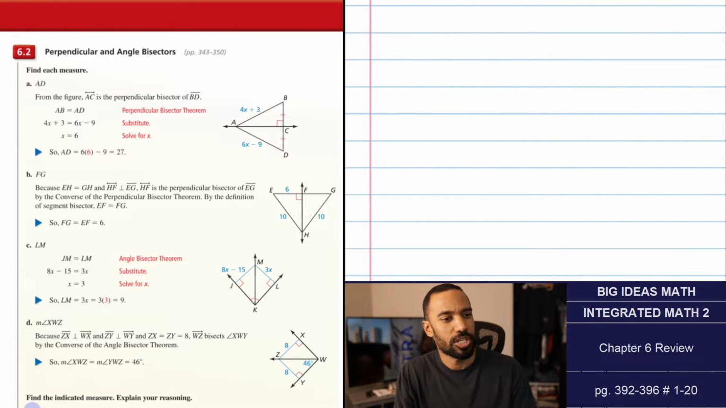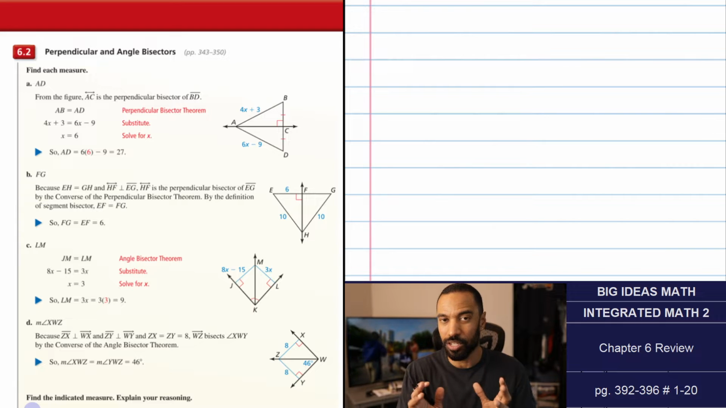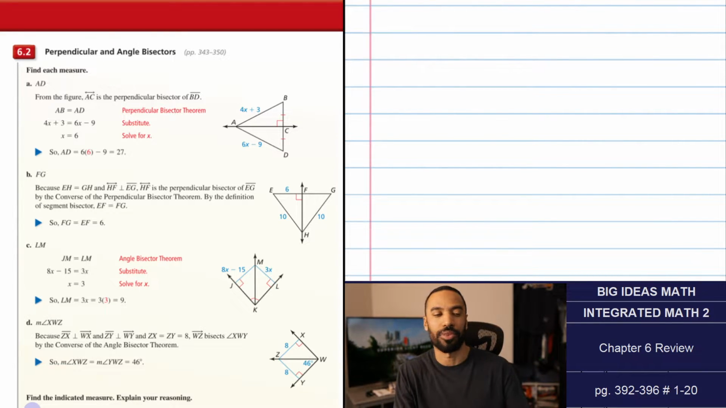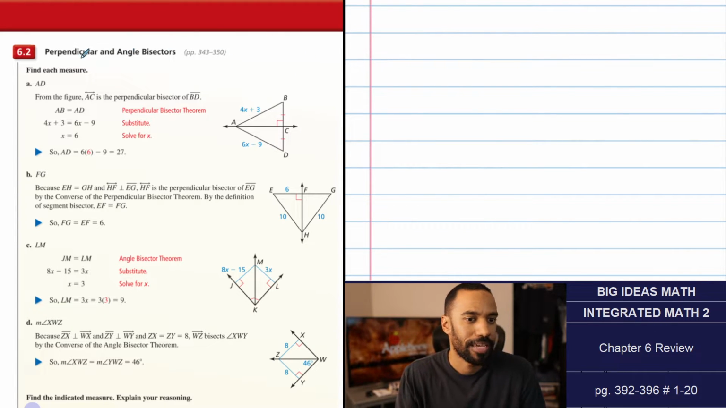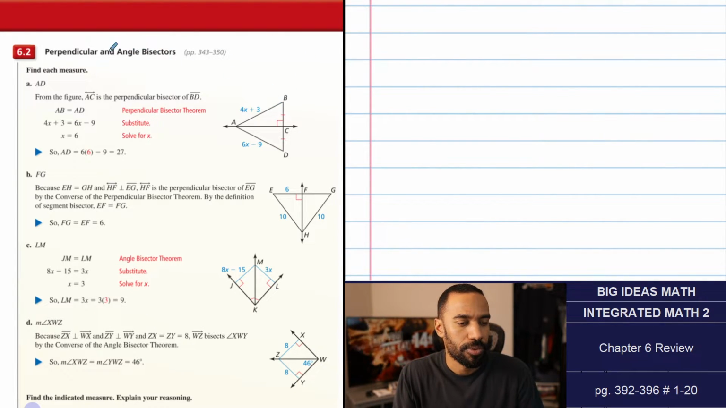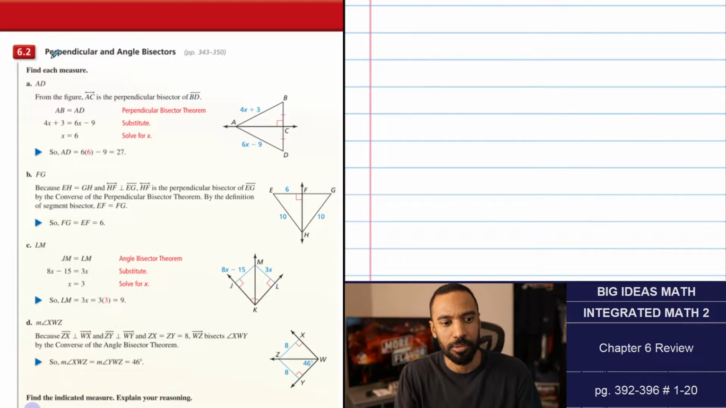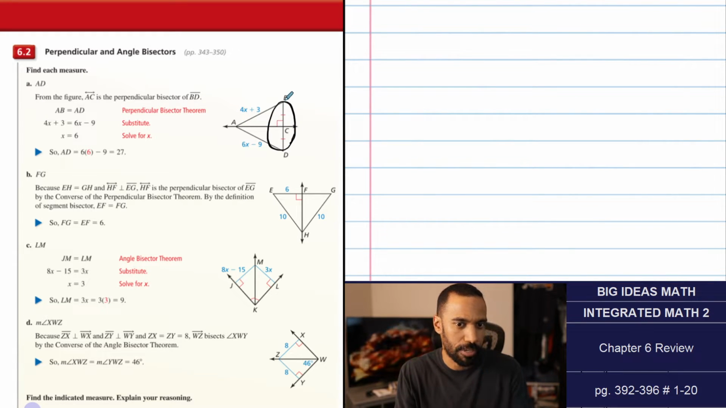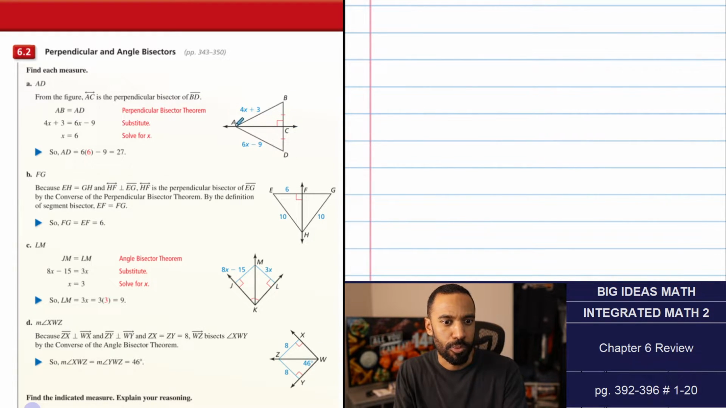All right, we're going to work section 6.2, and 6.2 and 6.3 are really in cahoots with each other. 6.4 kind of is as well with those, and then 6.5 and 6.6 kind of do their own thing. Perpendicular and angle bisectors. Now, there are 2 theorems and their converses, the perpendicular bisector theorem and angle bisector theorem. In a perpendicular bisector situation such as this, AC perpendicularly bisecting BD, this point A is equidistant to the endpoints B and D of that segment.